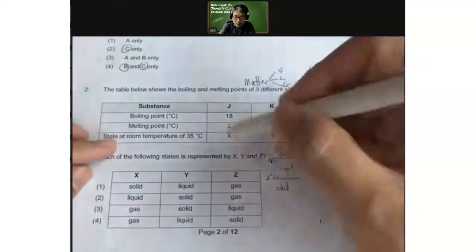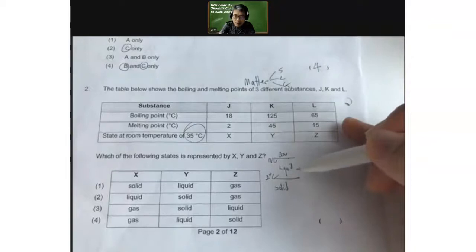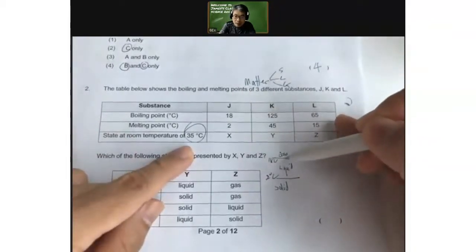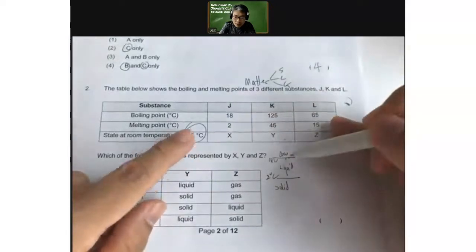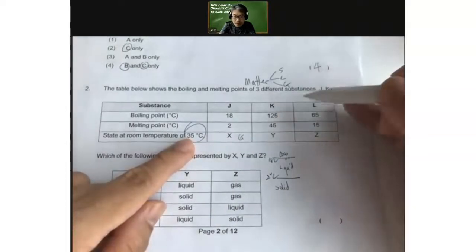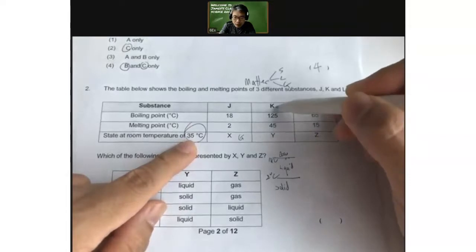So at 35 degrees Celsius, what state would substance Y be? 35 is clearly above 18 degrees Celsius. 35 is above the boiling point. Therefore, at 35, X will be a gas. Now, at 35, that's below the melting point of K.